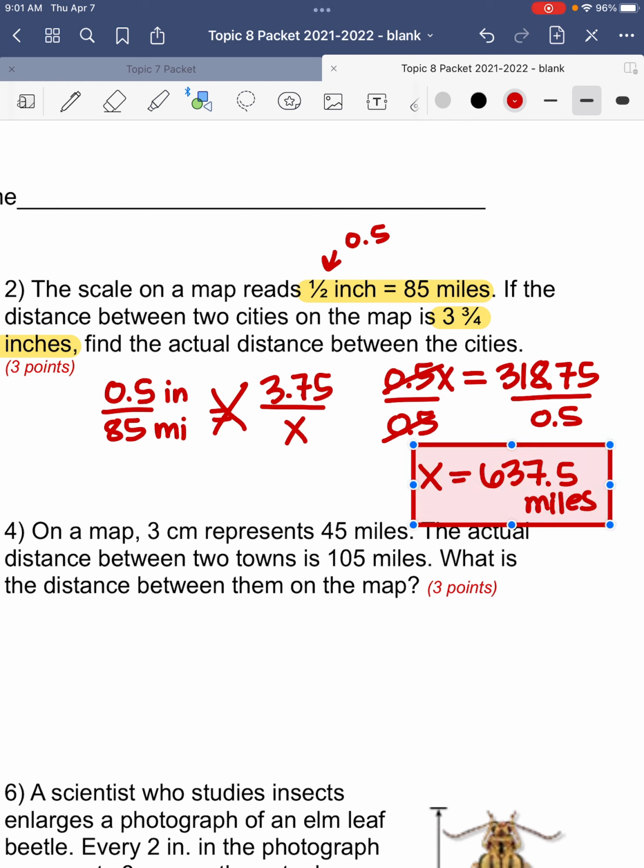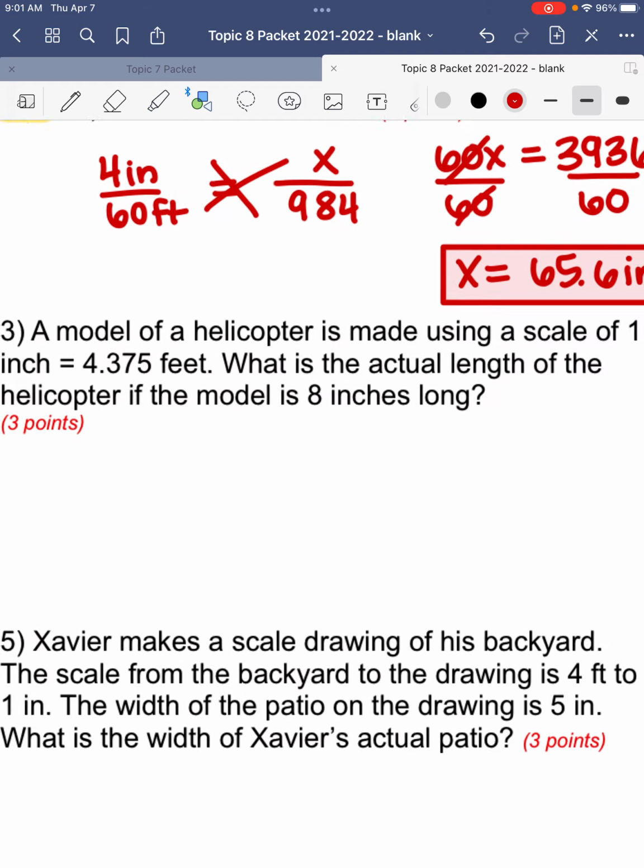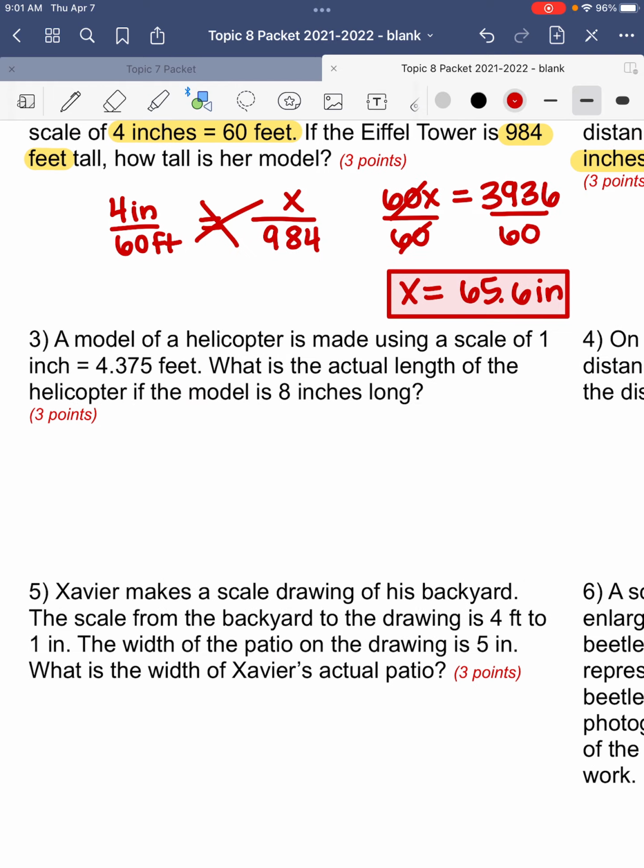That's the actual distance between them. Okay, let's move on to number 3. A model of a helicopter is made using a scale of 1 inch equals 4.375 feet. What is the actual length of the helicopter if the model is 8 inches long? Okay, so important information. We know that the scale is 1 inch equals 4.375 feet. And we also know that the model is 8 inches long.